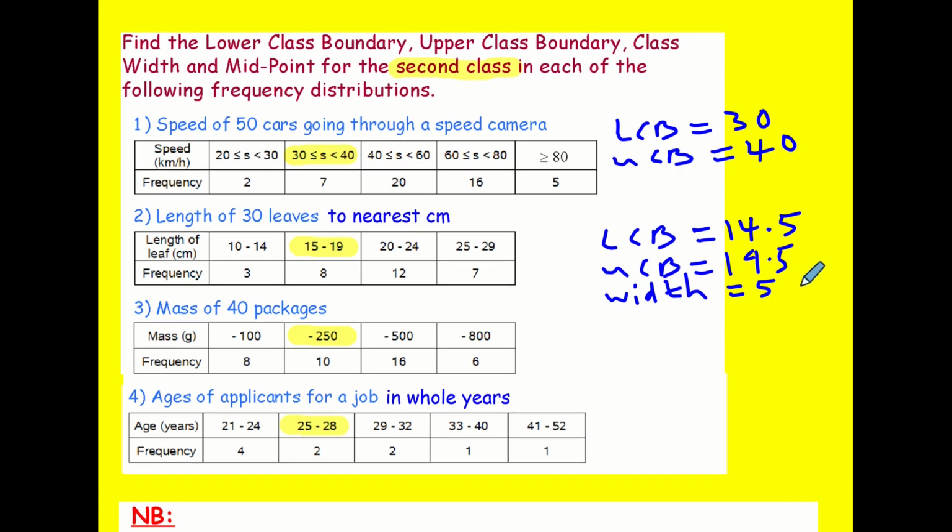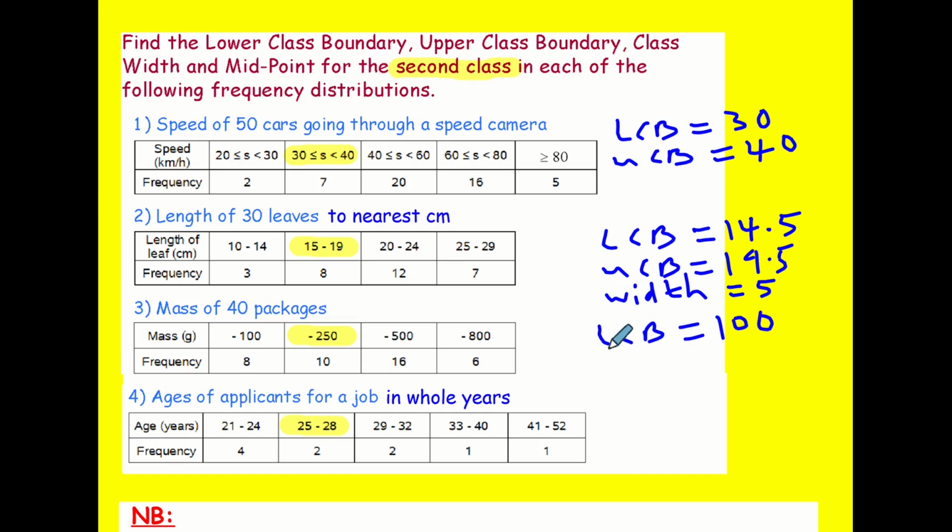Right, mass of packages. I did talk about this with grouped data before, how this could be written. This is quite a standard approach for mailing. I think this is definitely the right one. In the UK, we go 100 and 250. Not sure about that 800. But what this means is between 100 and 250 inclusive. So the lower class boundary is going to be 100.